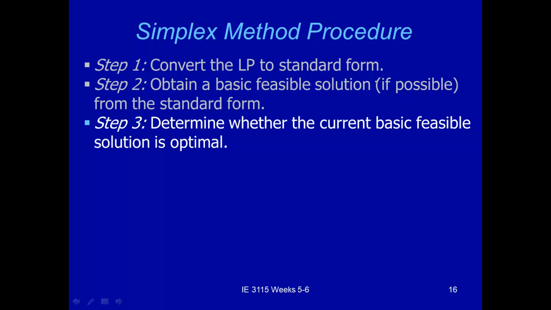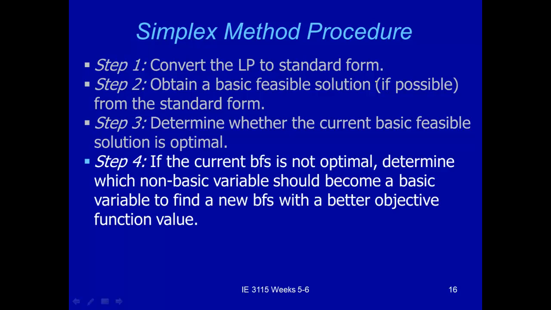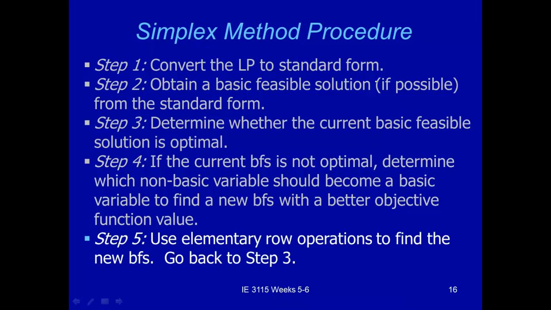Then we determine whether the current feasible solution is optimal. If it is not optimal, determine which non-basic variable should become a basic variable, meaning how do you switch, which one do you switch in. And then use the elementary row operation that you learned in algebra to find the new basic variables. And then go back to step 3.